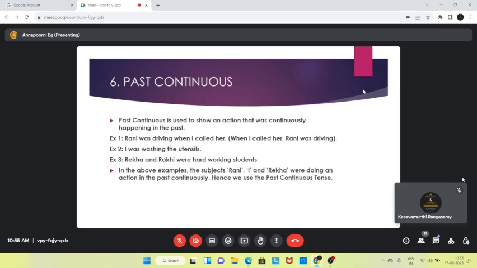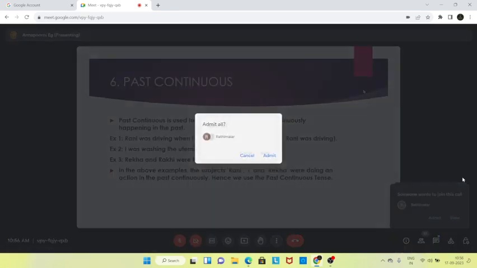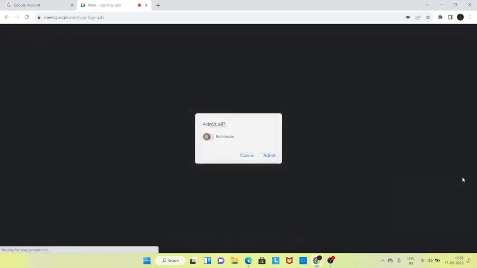What am I doing now? Teaching, ma'am. So I am teaching. That is an example for present continuous tense. Past continuous means an action that was continuously done in the past. For example, Rani was driving when I called her. Or you can tell, when I called her, Rani was driving. Rani was driving is the main part of the sentence. Leave that, when I called her. So here Rani was continuously doing an action in the past. Okay. Can you read the second and third examples?